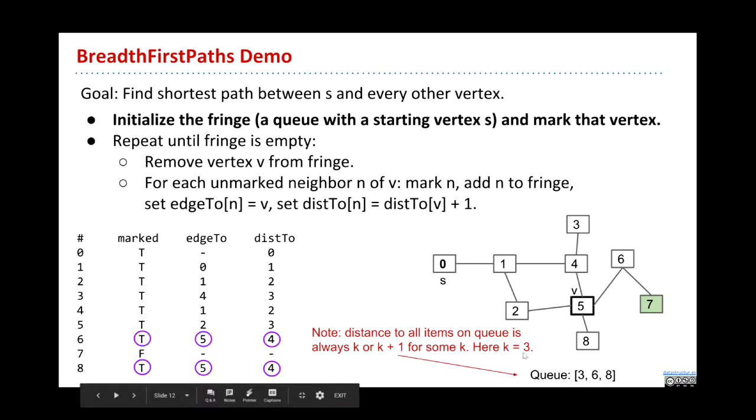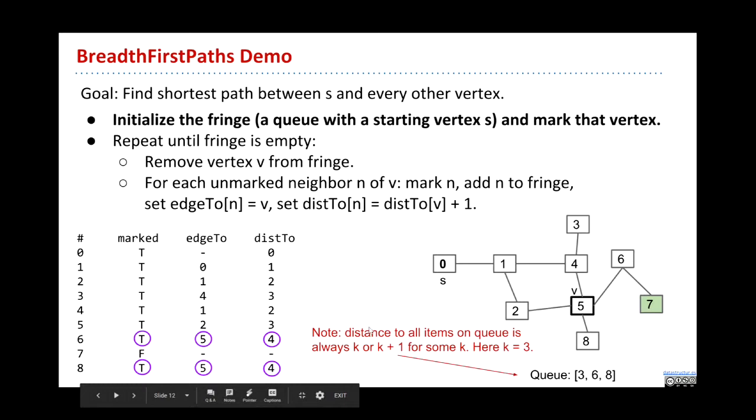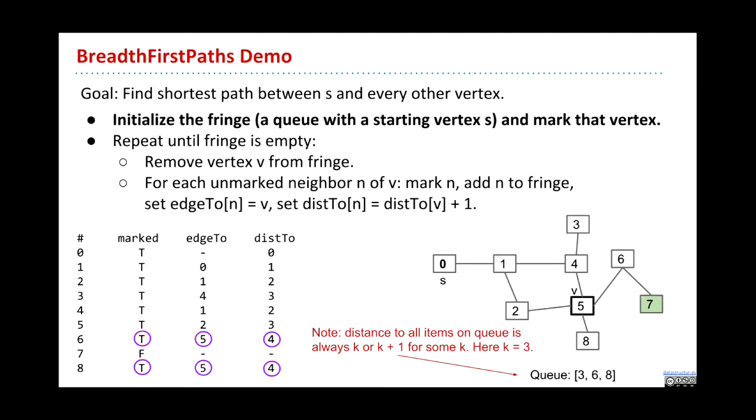Because there's no way that we're going to get a vertex of distance 5 on here. To get a vertex of distance 5, how far away would my current vertex have to be? 4. But right now, we haven't finished all the vertices with distance 3 yet, so there's no way that's going to happen. So this invariant will stay true, by induction. All right, any questions about that?